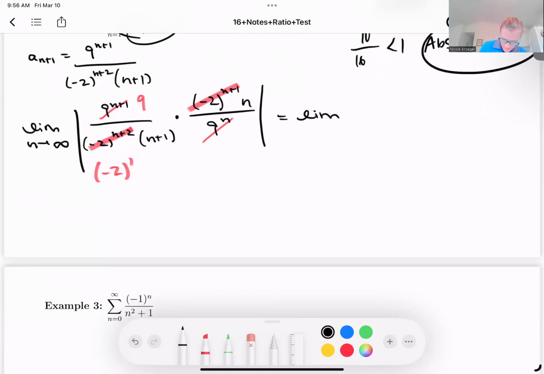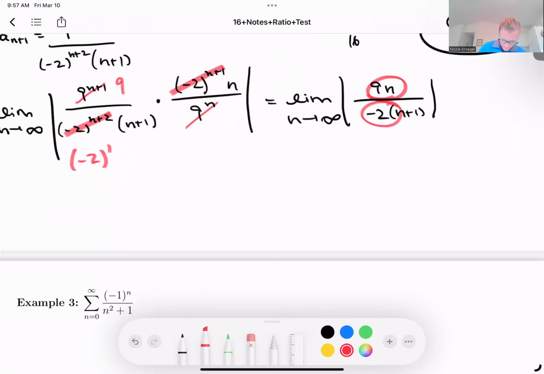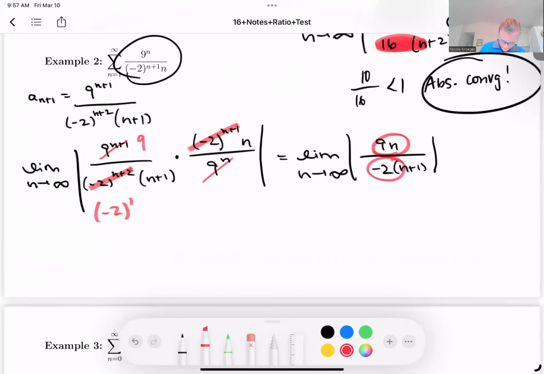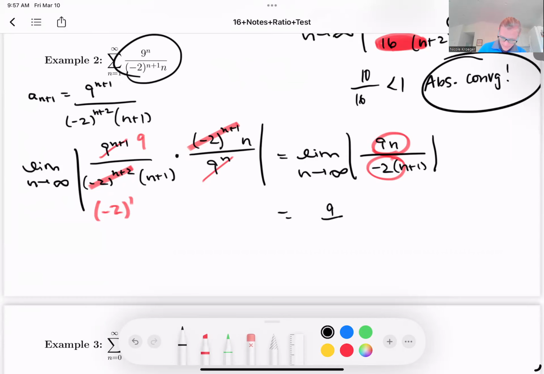So we're going to get a limit as n approaches infinity, 9 times n over negative 2 times n plus 1. We keep the highest power from the numerator and from the denominator. And so when that simplifies, we're just going to be left with 9/2. When we take the absolute value, that's bigger than 1. And getting things bigger than 1 tells us that our series is divergent by the ratio test.